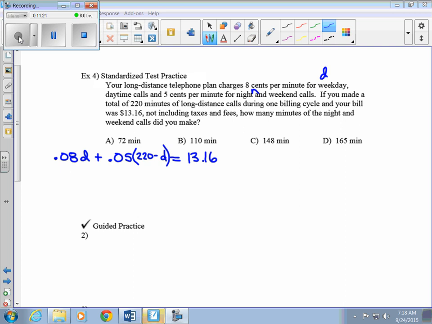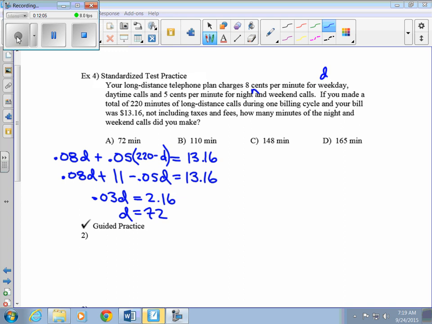So what we're going to do now is solve this equation for d. So we're going to have 0.08d plus 0.05 times 220, which is 11, minus 0.05d equals 13.16. All right, we put our like terms together. Here we're going to get 0.03d. We subtract 11 over to the other side, and we're going to get 2.16. So then we have to take 2.16 divided by 0.03, and we're going to get 72.